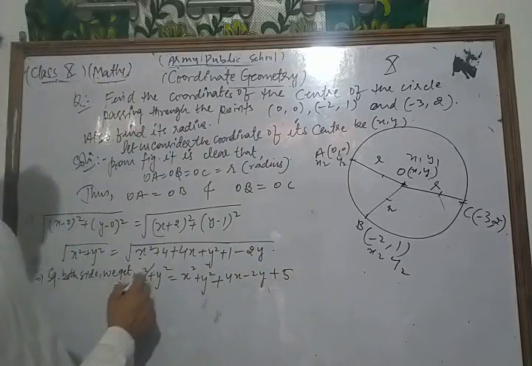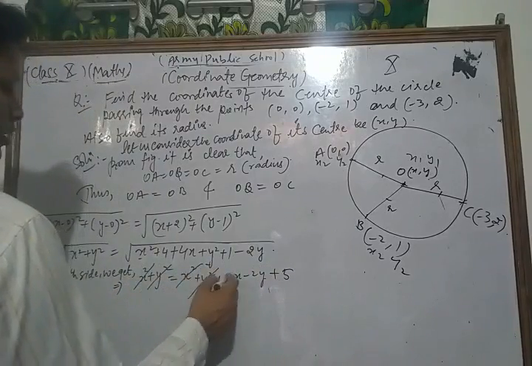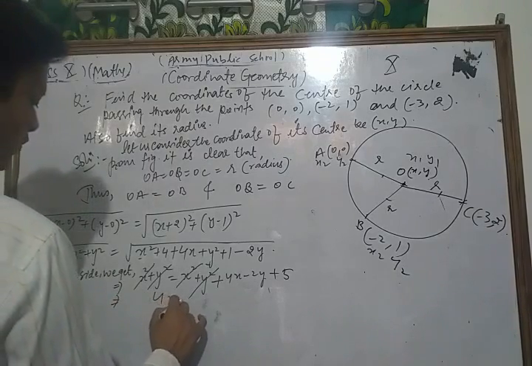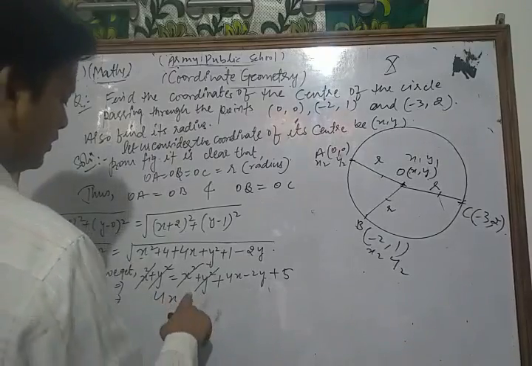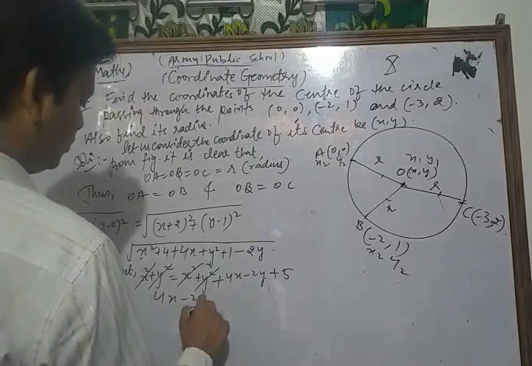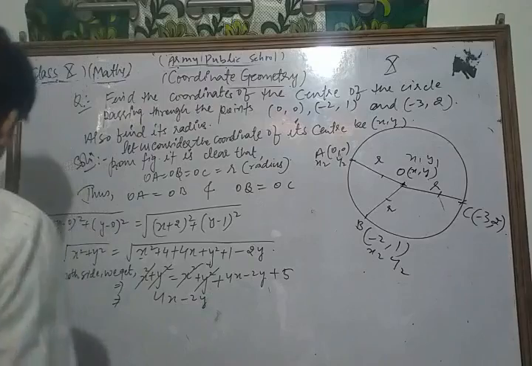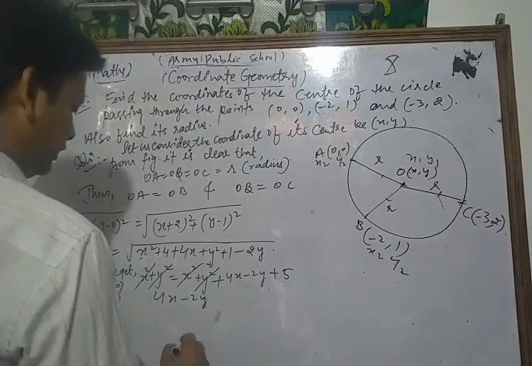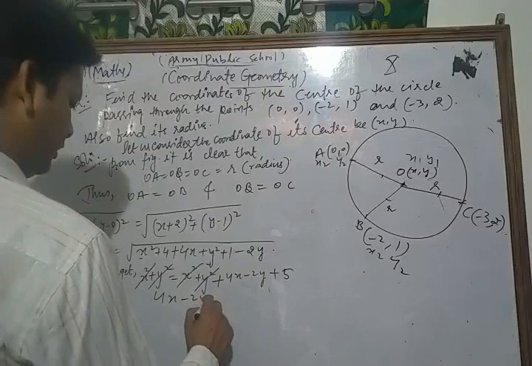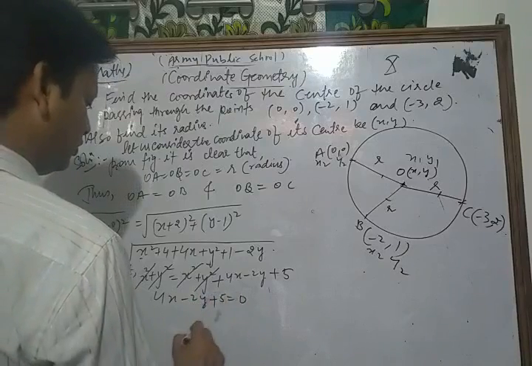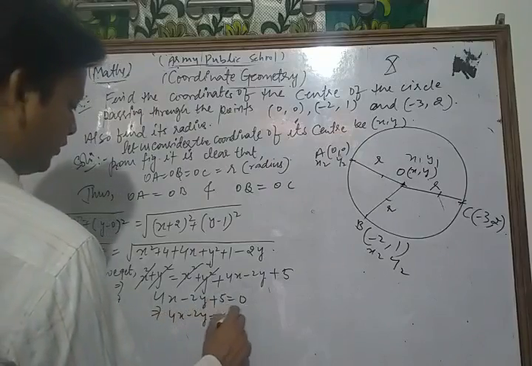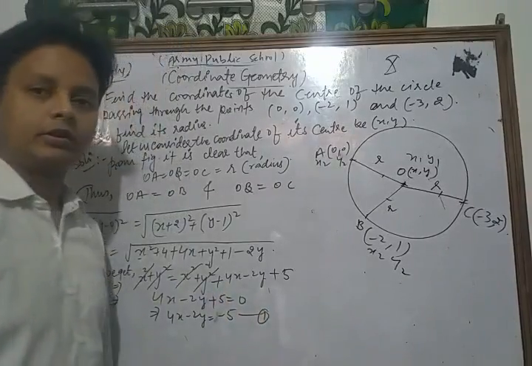Now x squared and y squared cancel each other, so from there we get 4x minus 2y plus 5 is equal to 0. Thus we can write 4x minus 2y is equal to minus 5. Take this as equation number one.